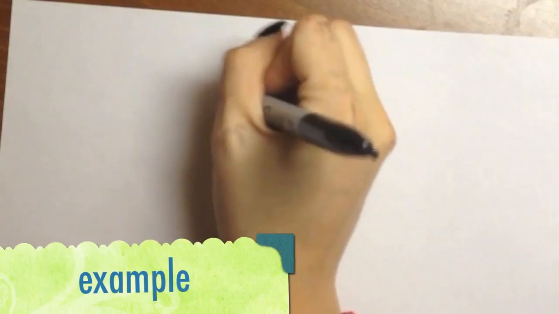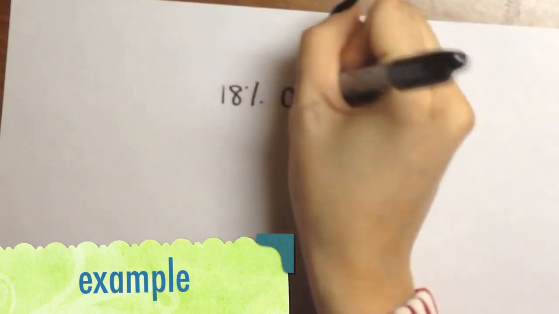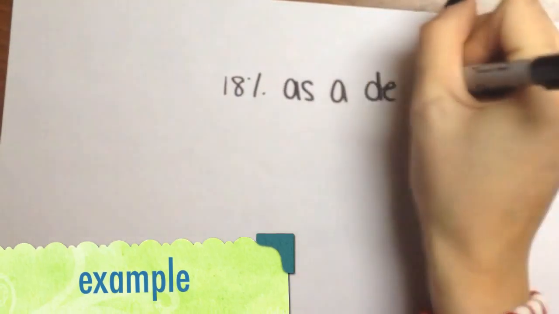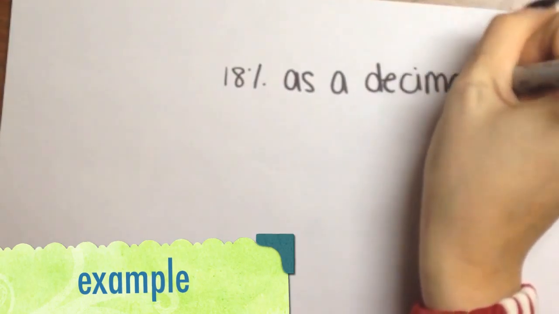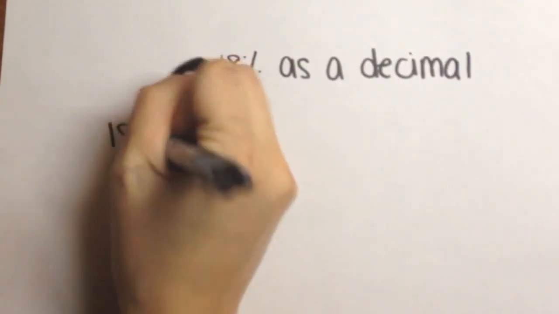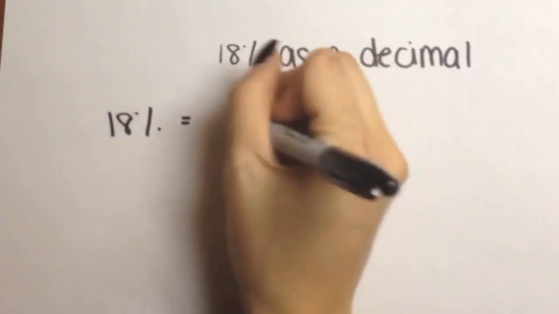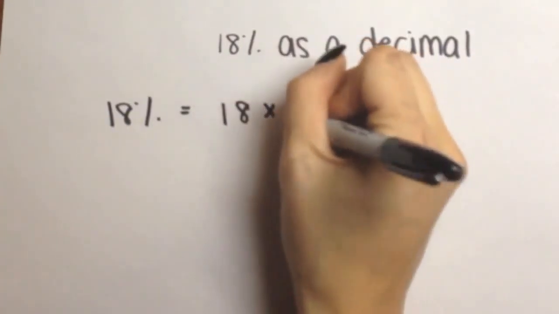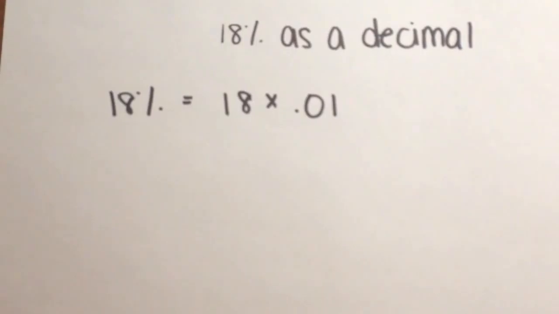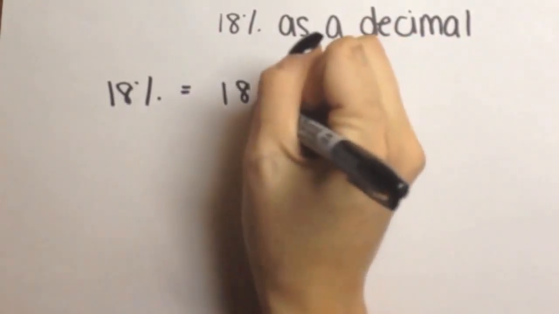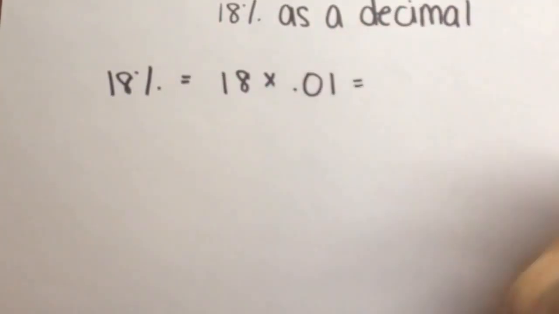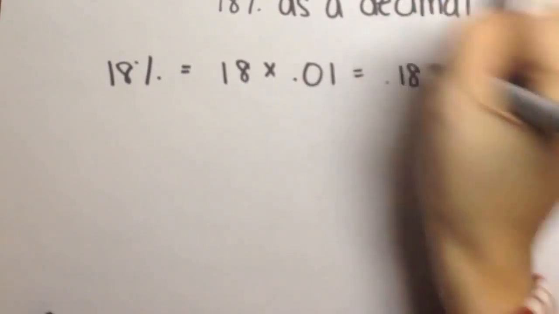To rewrite 18% as a decimal, the first thing you do is write out your 18%, which equals, as you learned earlier, 18 times 0.01. To solve that, you just move the decimal place 2 points to the left to give you 0.18 as your answer.